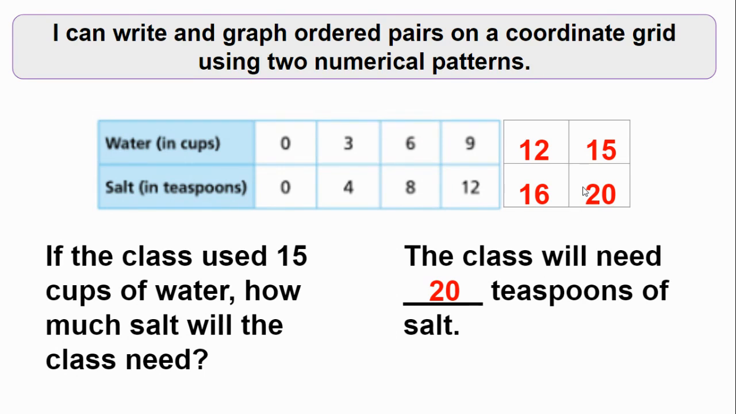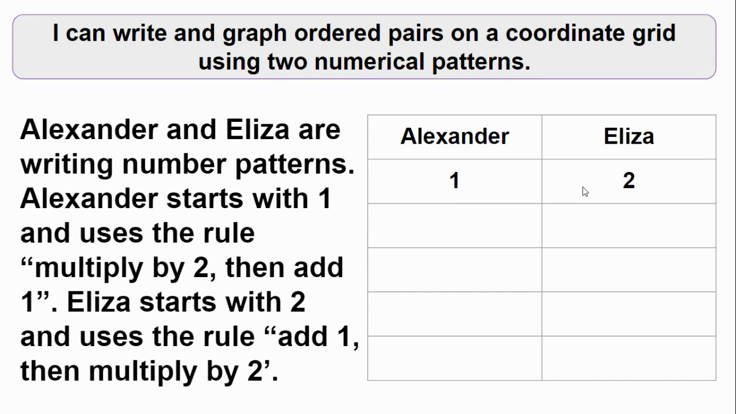Moving on, we have Alexander and Eliza writing number patterns. Alexander starts with 1 and uses the rule multiply by 2, then add 1. Eliza starts with 2 and then uses the rule add 1, then multiply by 2. So I've made my table on the side. Alexander's column is on the left. Eliza's column is on the right. So let's start with Alexander.